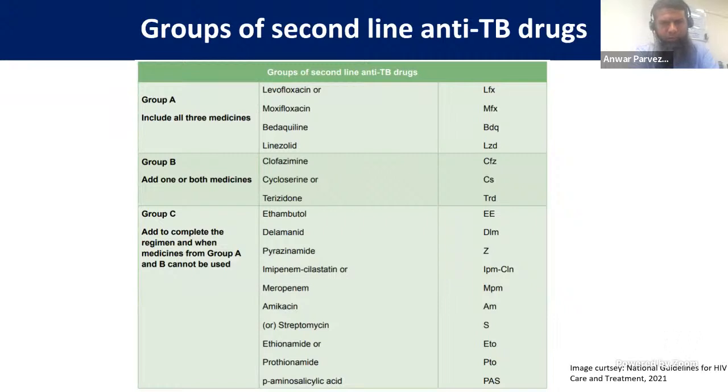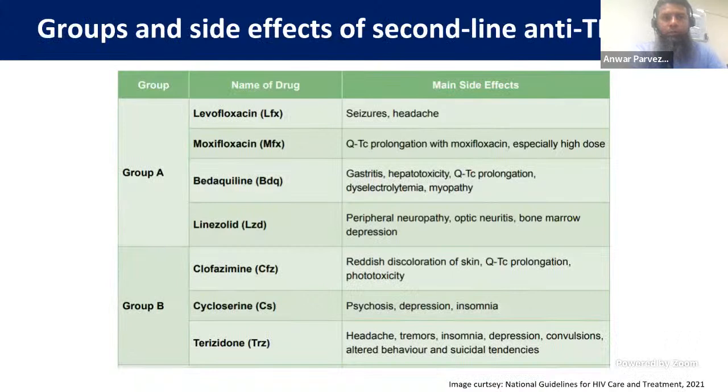terizidone. I've never used this. And group C, there are many drugs which are again very old drugs. We have been using them for many years now, and it also includes meropenem and imipenem, which are commonly used as antibiotics, especially in ICU patients. So we have to be careful while using them.